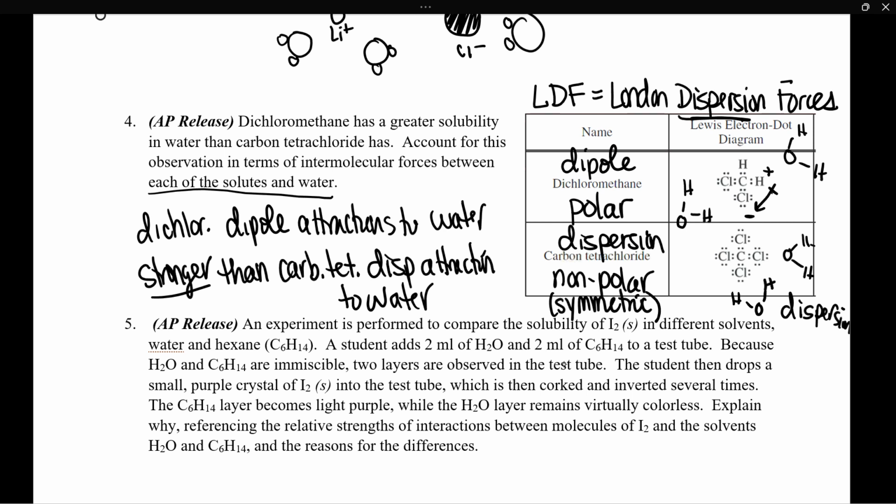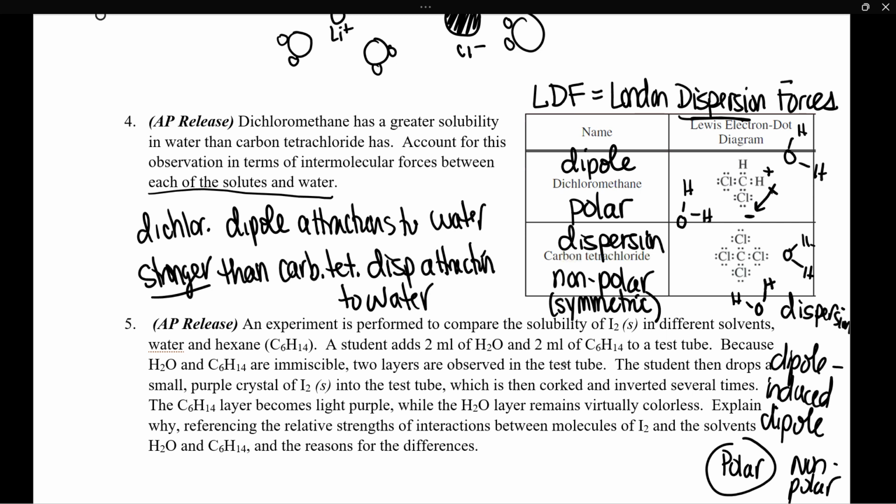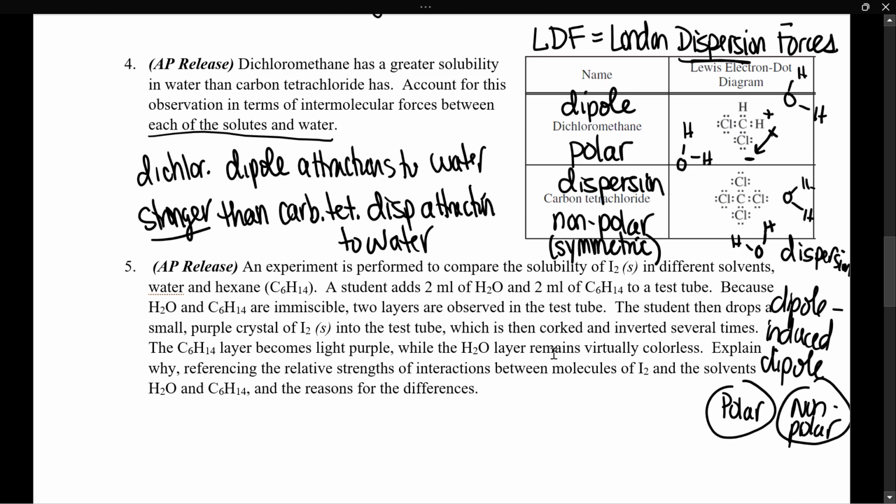You might also hear this specific scenario described as dipole-induced dipole. That happens when you have a molecule that is polar and a molecule that is non-polar. It doesn't show up in our textbook lists of IMFs or anything like that, but you might see it pop up sometimes in some College Board references. You don't have to call it dipole-induced dipole, but it's technically a little bit more accurate.